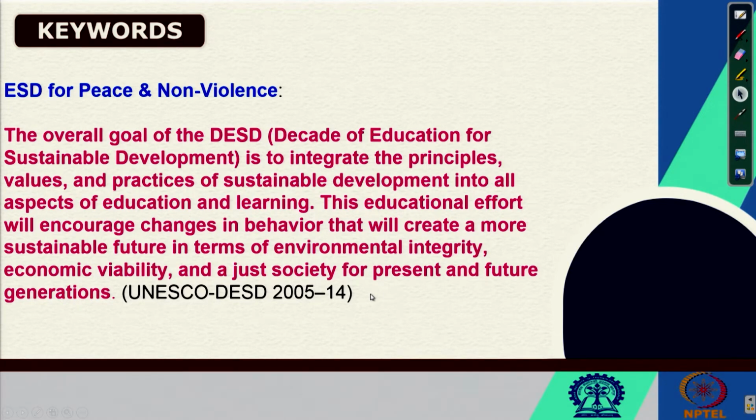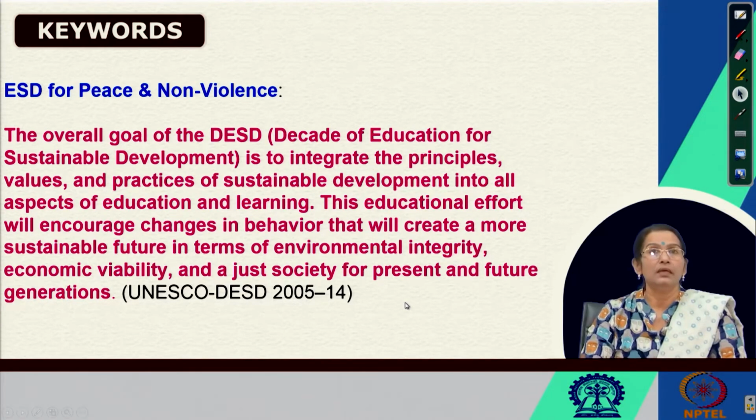It is UNESCO's declaration that the overall goal of ESD, prior to 2015, during 2005 to 2014, in the era of the Decade of Education for Sustainable Development, that phase was called the DESD. During that stage itself, UNESCO said that the overall goal of DESD is to integrate the principles, values and practices of sustainable development in all aspects of education and learning. So, prior to 2015, that is before the 17 SDGs, the era was DESD, the Decade of Education for Sustainable Development.